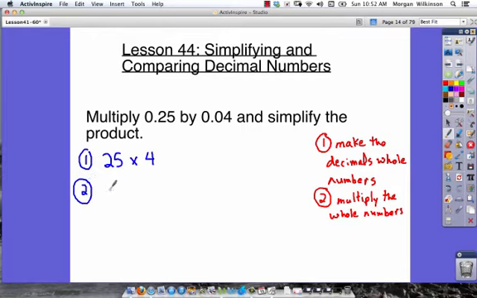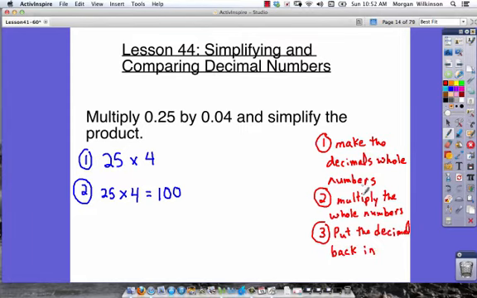Well, 25 times 4, we could do that one with mental math because we're saying how much money would you have if you had 4 quarters? Because 25 is like a quarter. Well, 4 quarters, that would be $1, so 25 times 4 is 100. So we've got 100 for step 2. Now step 3. Step 3 is our final step. In step 3, we have to put the decimal back in. And the way that we figure out how to put the decimal back in is what we're going to discuss next. Make sure you've got these steps copied down into your notes.